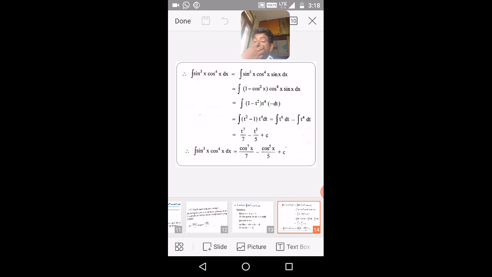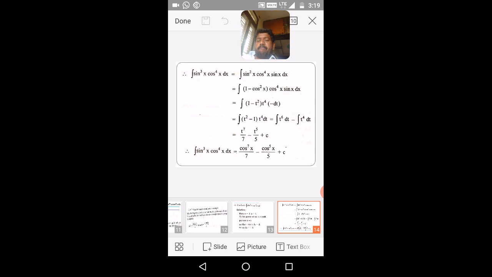Okay, the integral of t^6 with respect to t is t^(6+1)/(6+1), minus the integral of t^4 with respect to t, which is t^(4+1)/(4+1), plus c. So t^7/7 minus t^5/5 plus c. Again substitute the t value in terms of x. Finally you will get the integral of sin^3 x cos^4 x dx is cos^7 x/7 minus cos^5 x/5 plus c.